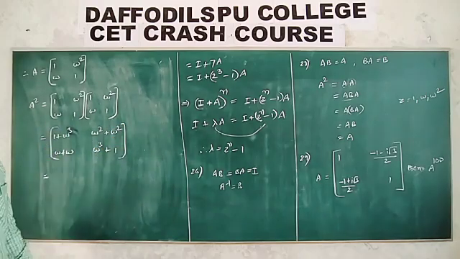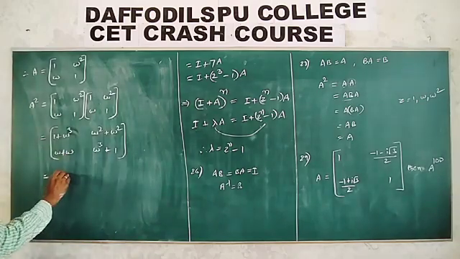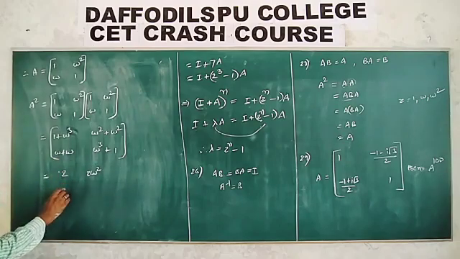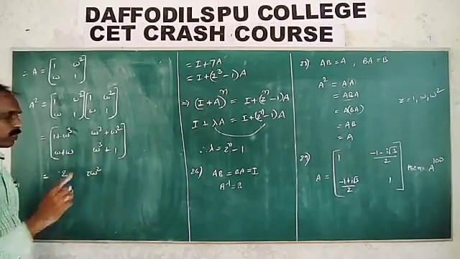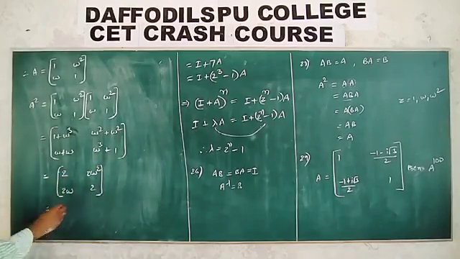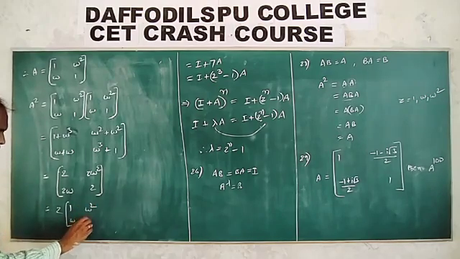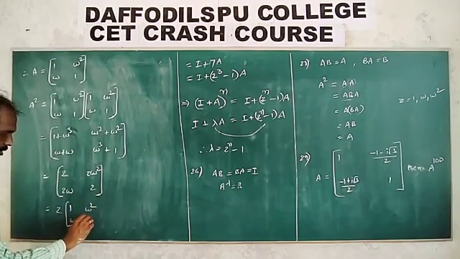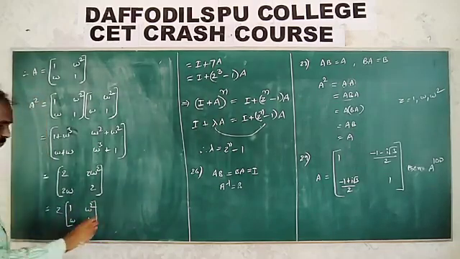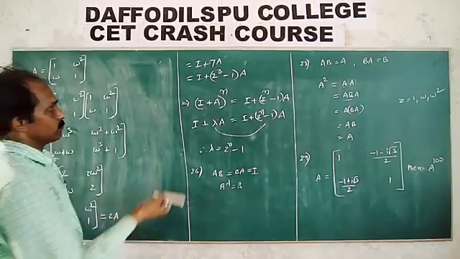Omega cube value is 1, the product of the cube roots of unity is 1. 1 plus 1 is 2, omega square, 2 omega square. 2 omega. Omega cube value 1, 1 plus 1, 2. So take 2 outside. 1, omega square, omega, and this can be written as 1. So A square value is equal to 2 into A.